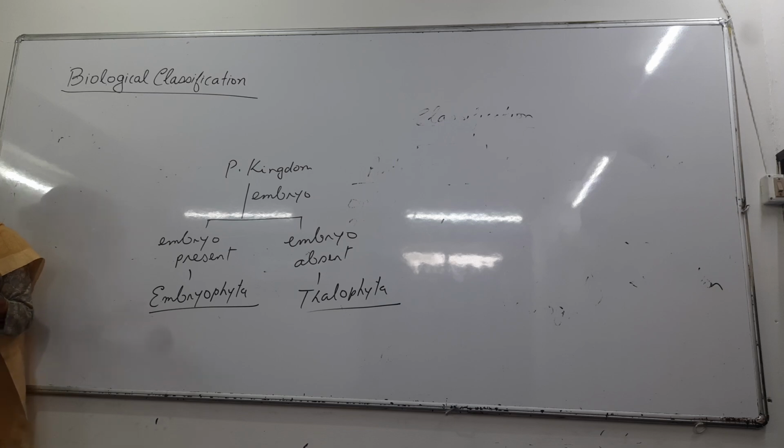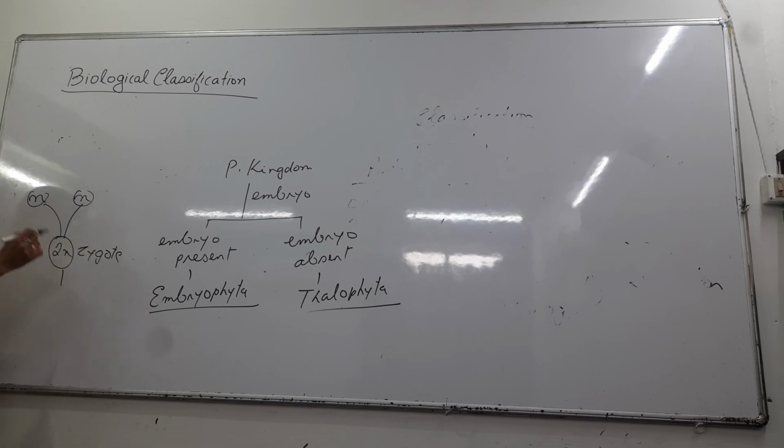Now what is an embryo? Embryo is a product of sexual reproduction. Whenever we talk about sexual reproduction, there is a male gamete and a female gamete. The two fuse and form a structure, which is called a zygote. The zygote undergoes cell division and forms a collection of cells, and that is called an embryo. So when sexual reproduction happens and the zygote forms, if the zygote undergoes cell division, then a group of cells forms, and we call it an embryo.